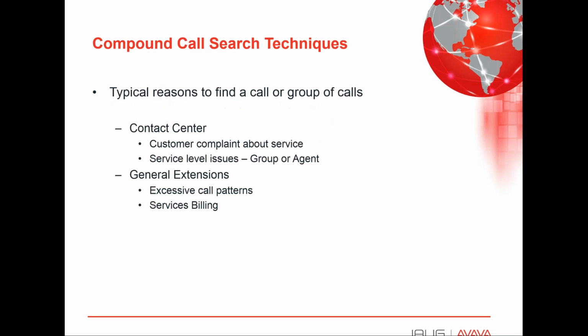So when we look at why our customers are looking for calls to analyze in the call center, it's a customer complaint, or maybe there are service level issues with a specific group of agents. So that's where looking at the specific detail of the call will help isolate issues. And then for general extensions, if we're looking for excessive call patterns, maybe calls to certain 800 numbers, abusive calls coming in, or even for services billing purposes. So that's why customers are looking for calls.